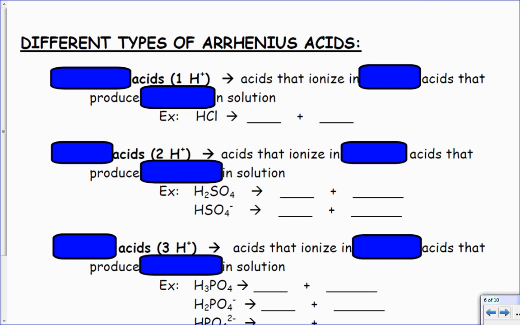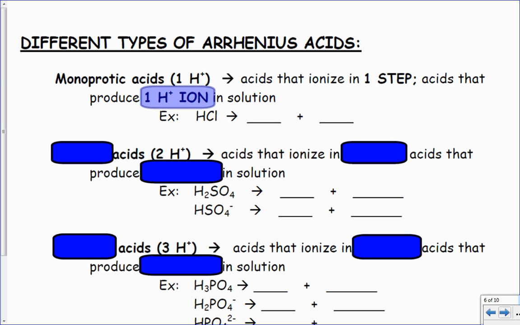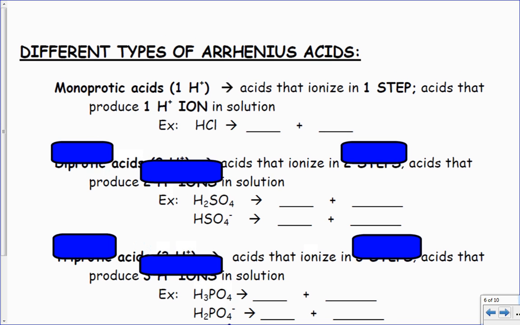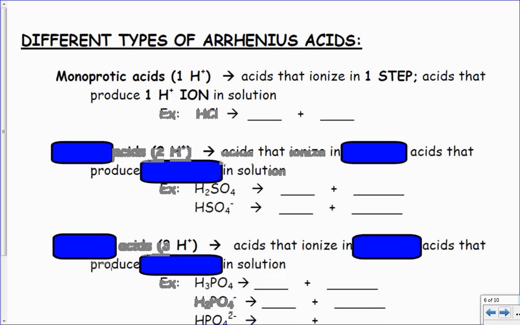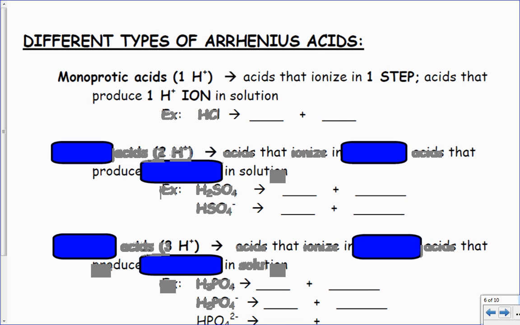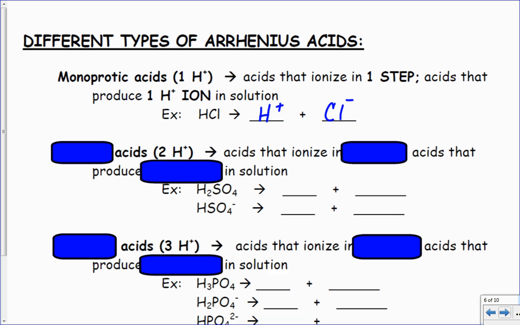Different types of Arrhenius acids. Monoprotic means one hydrogen. It ionizes in one step, which is HCl. HCl, because it's got one H, goes to H plus Cl minus.